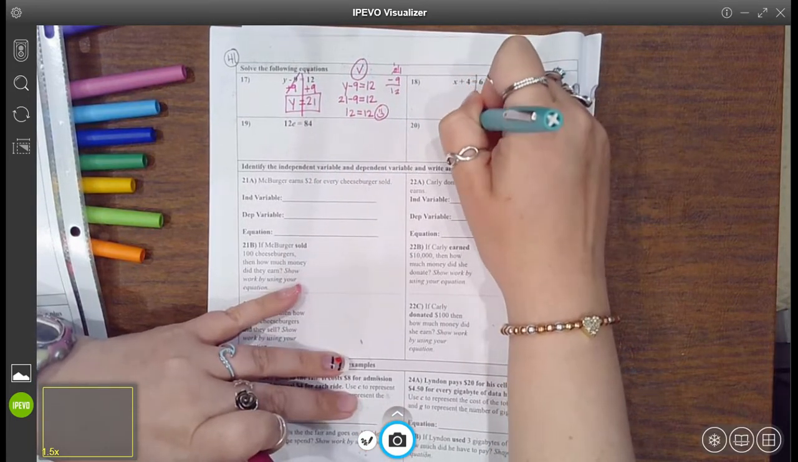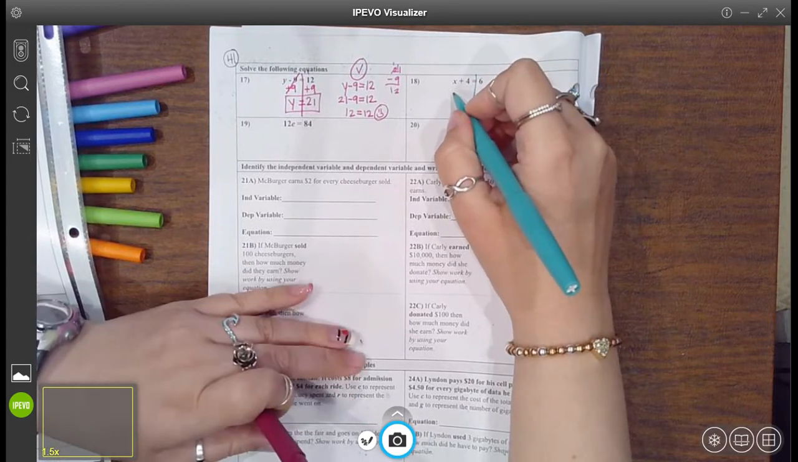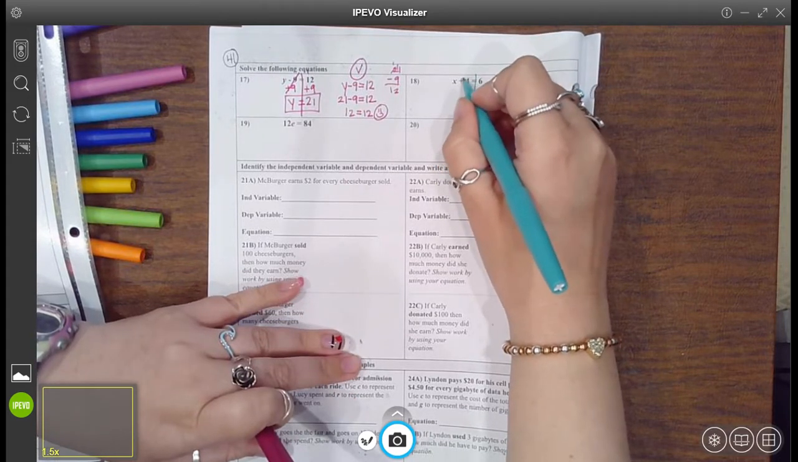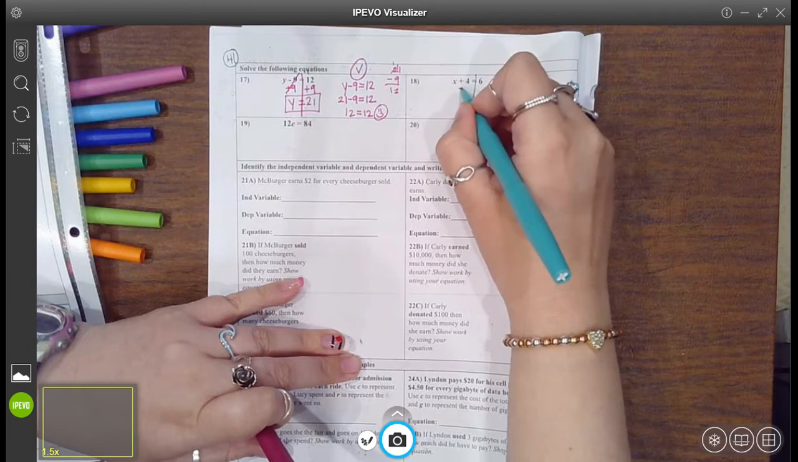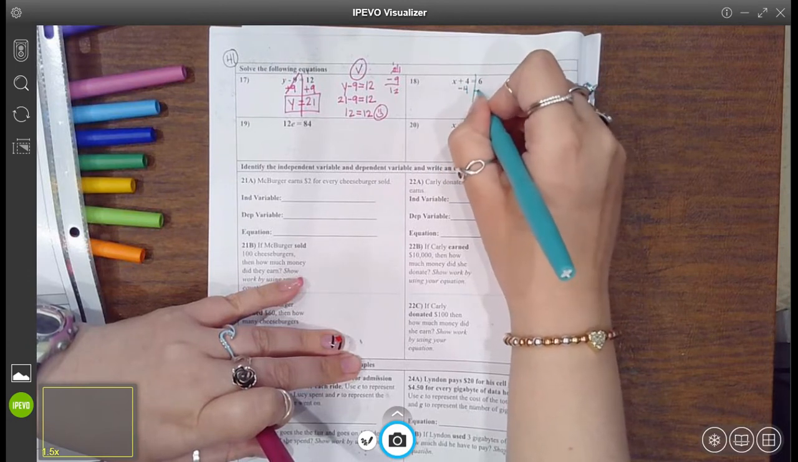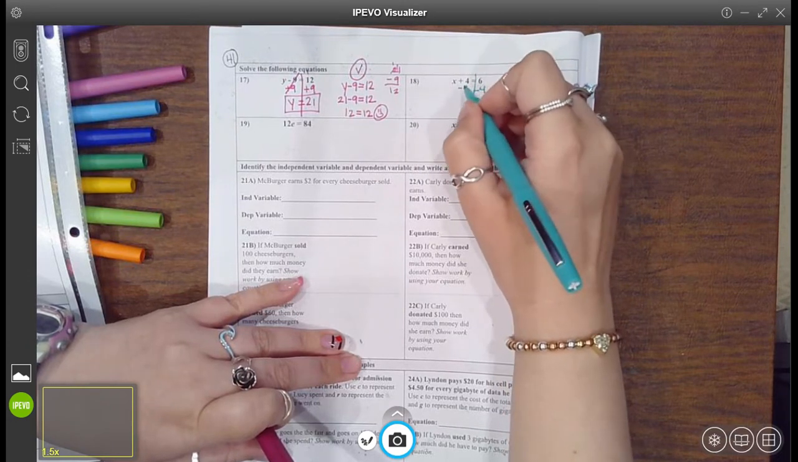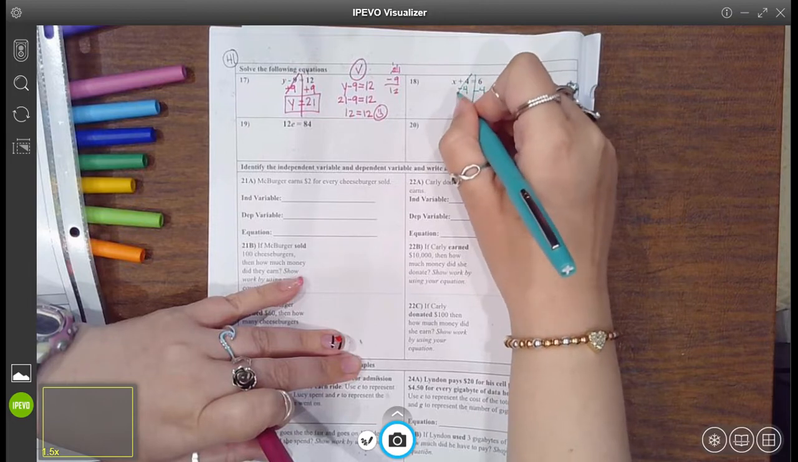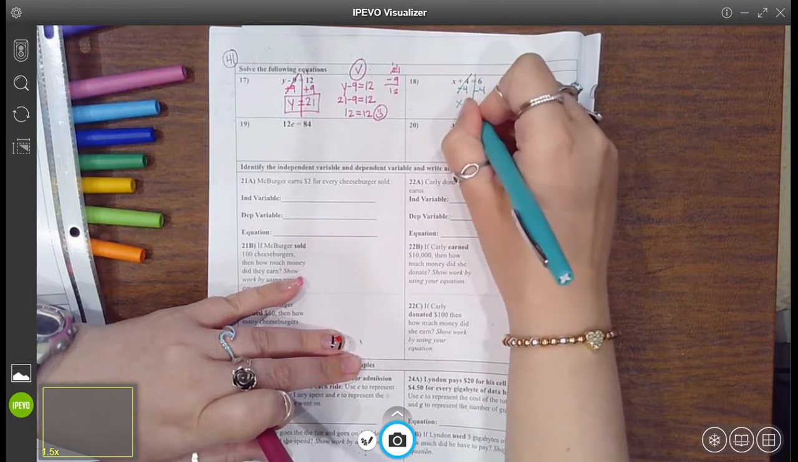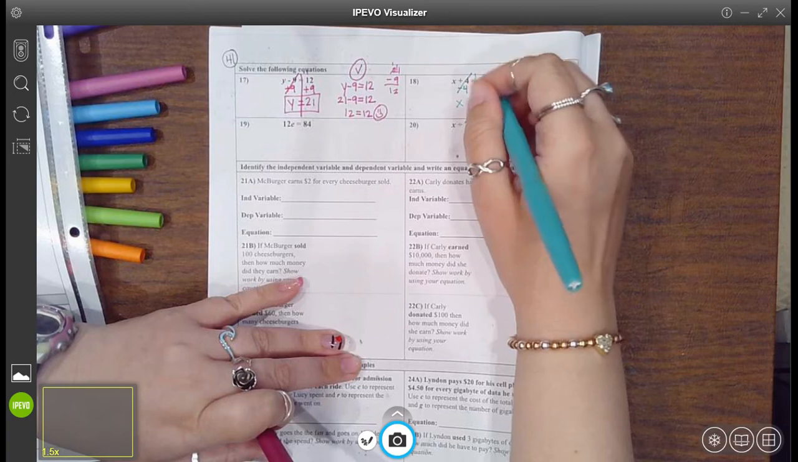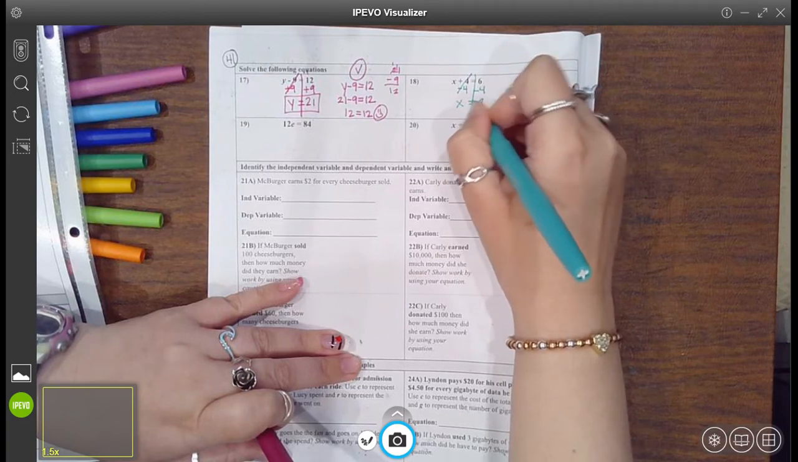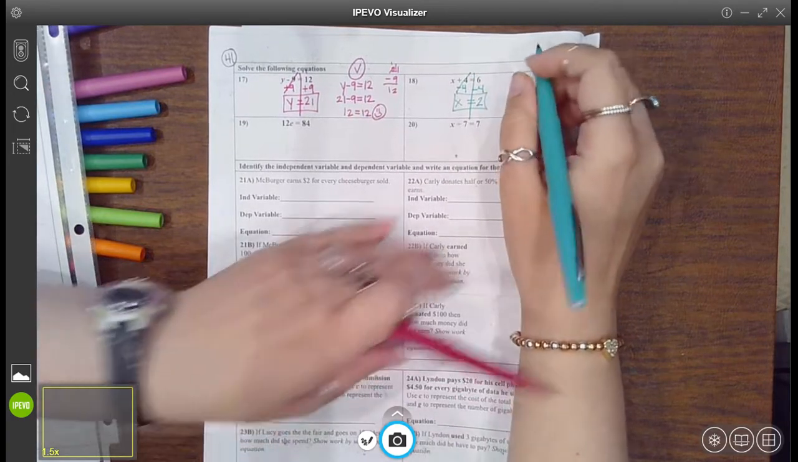Okay. Here, you want to get x by itself. So how do you do it? What's the inverse of adding 4? To subtract 4. Whatever you do to one side, do to the other. I did that because 4 minus 4 is 0. Now x is by itself because x plus 0 is x. 6 minus 4 is 2. There we go. I solved for x.